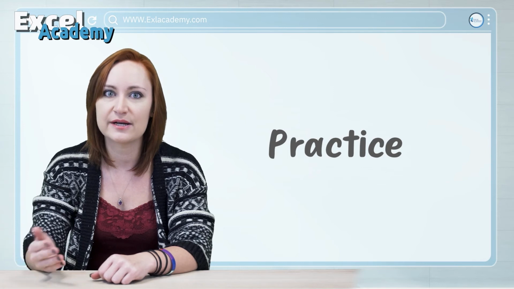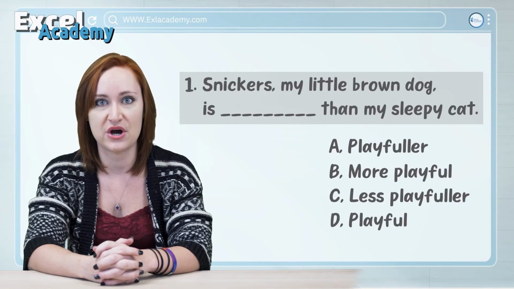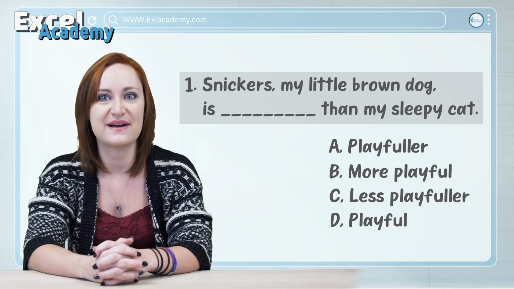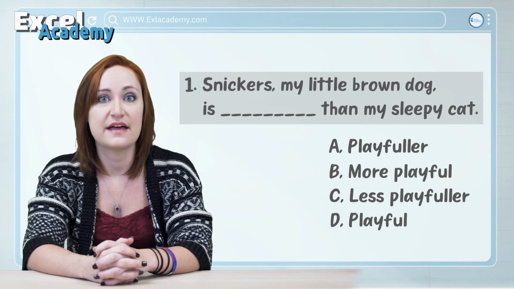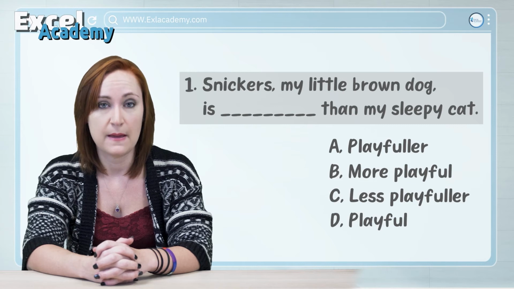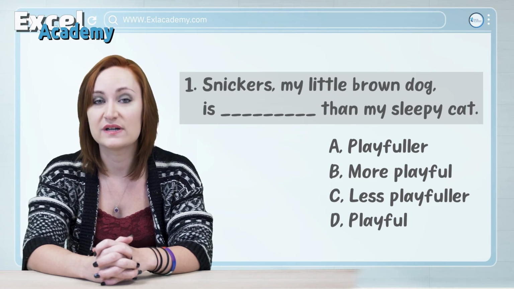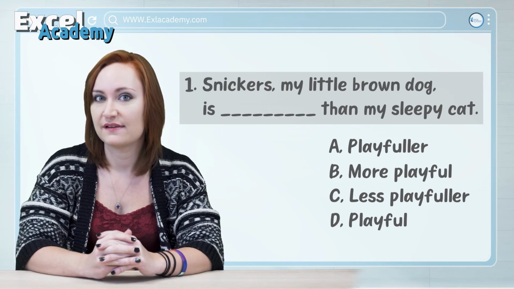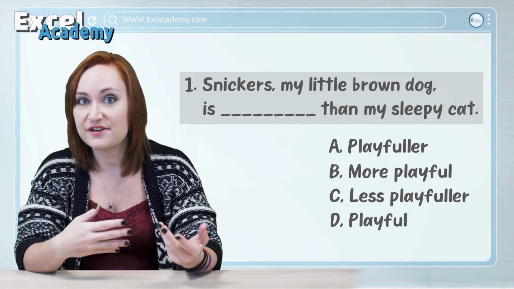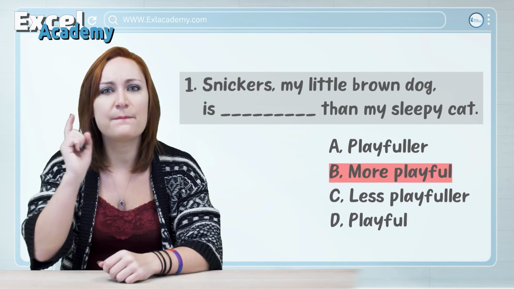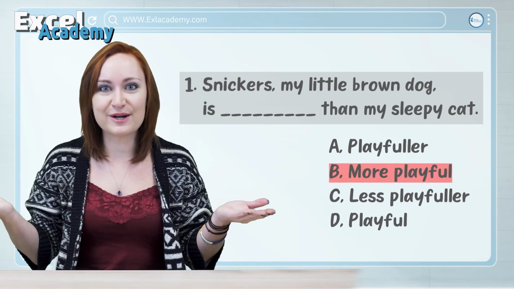If you want to test your knowledge of comparative adjectives, try to fill in the blank with the correct answer choice in the following sentences. Snickers, my little brown dog, is blank than my sleepy cat. It's either A, playfuler, B, more playful, C, less playfuler, or D, playful? All right, any guesses? No? Well, if you guessed B, more playful, you'd be correct.